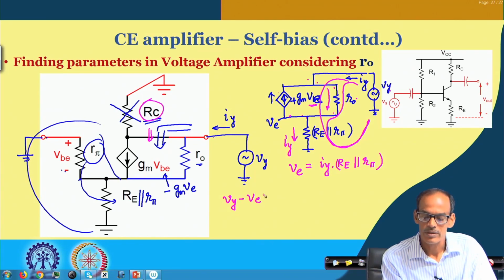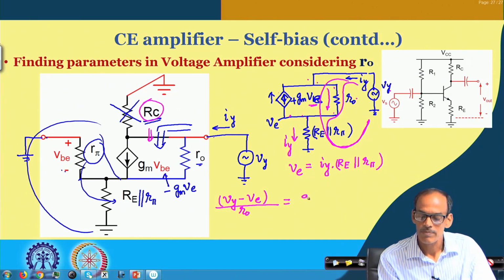has one expression, Vy minus VE divided by R naught, and the other expression is GM into VE plus IY, and VE has this expression, right.